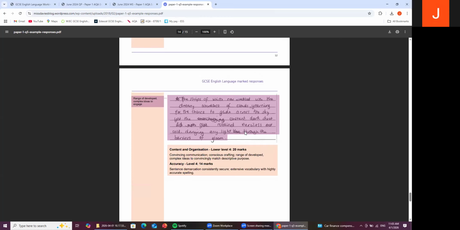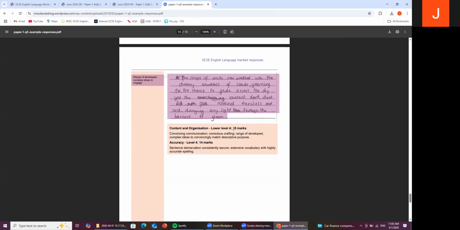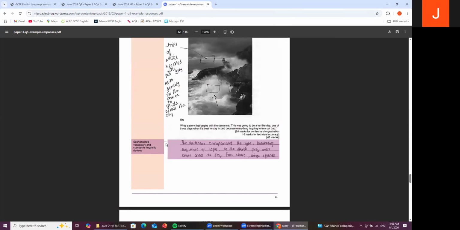So just for reference, this response is a lower level 4, so it got 20 marks, and it got 14 marks for AO6. So it's almost a top level. It's 6 marks shy of top level. So I will just give you some examples here of what we're looking for at top level.